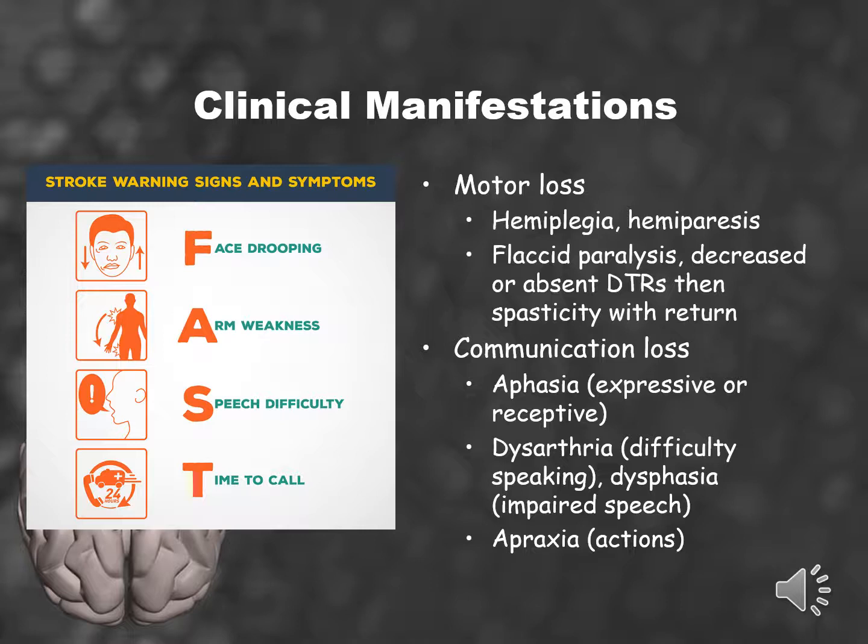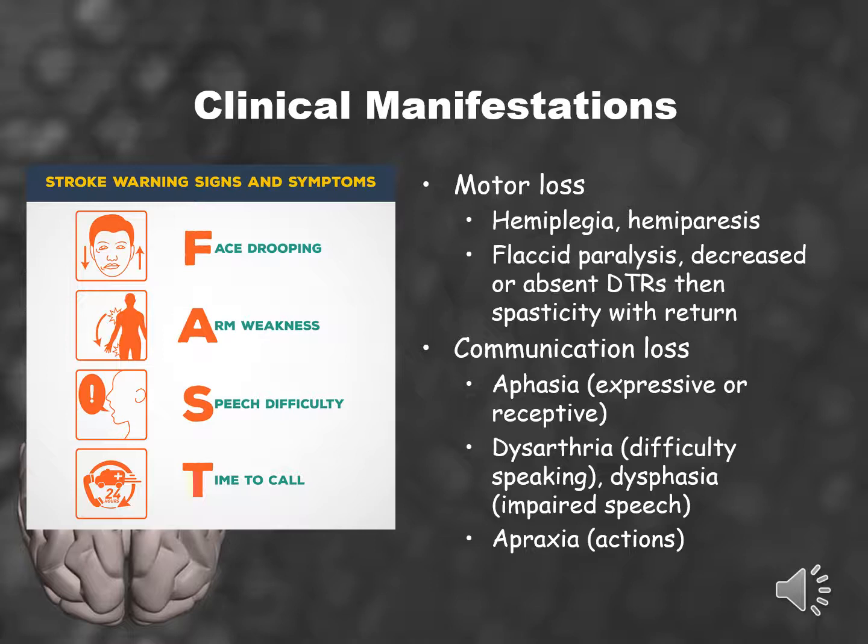A lot of patients who have an ischemic stroke end up with motor losses. This can be a hemiplegia, which is paralysis of one side of the body. It's usually occurring on the opposite side of the side that is affected in the brain because of the way those fibers cross. Hemiparesis can also happen, which is just weakness of one side of the body. Initially they will often have flaccid paralysis, and those deep tendon reflexes will be greatly decreased or completely absent. Once those start to return, they usually have a lot of spasticity issues.